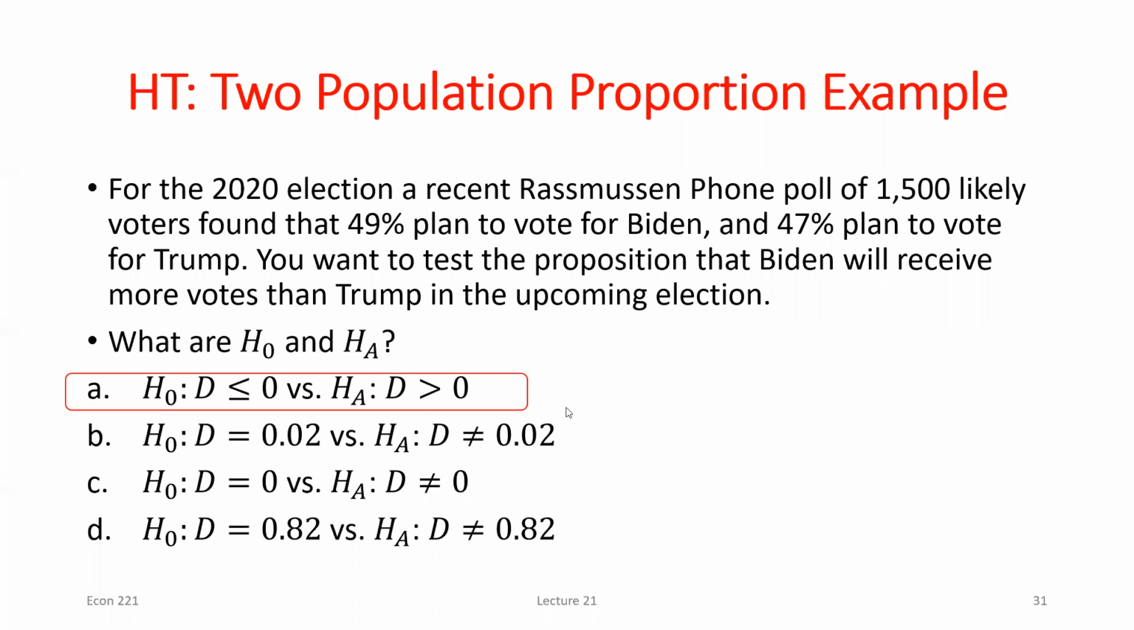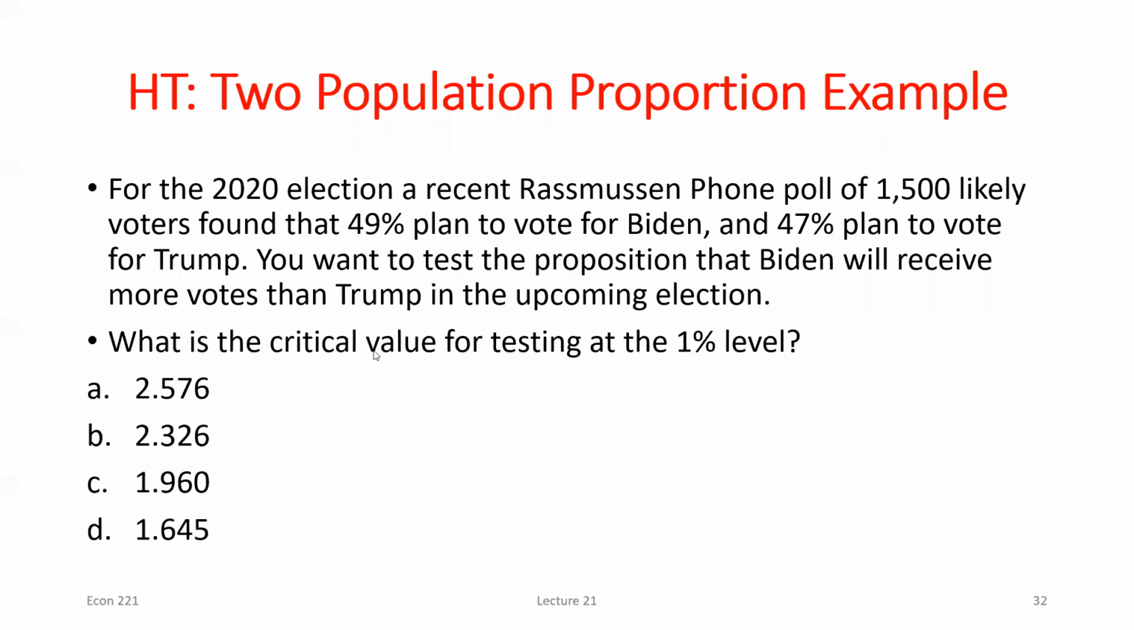So here I have what type of tailed test? There's a greater than sign in the alternative hypothesis, so a right-tailed test. First thing I'm going to do is find my critical value. I'm going to do a critical value at the 1% level, so my alpha here is 0.01, and I have a right-tailed test.